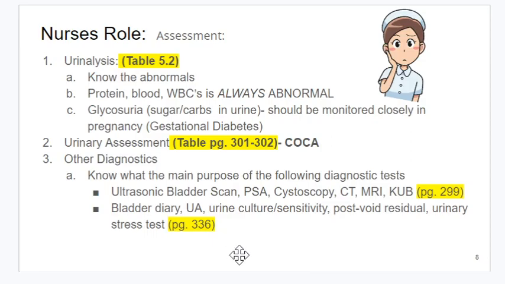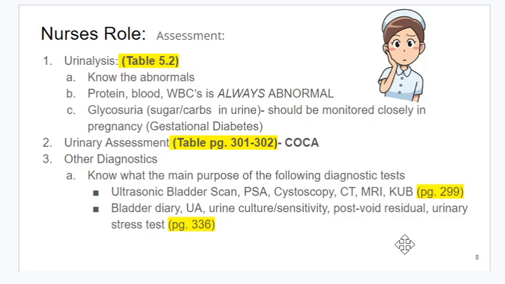I would highly recommend you read these two pages. This diagnostic area does start on page 299, and then there's another chunk of diagnostic tests on page 336. Highly recommend you read each one of these. And if I were you, I would write out each one of these tests and write what the purpose of that test is and what it is showing us. For example, we have what we call a post-void residual. I'll talk about this in class when we talk about urinary retention.